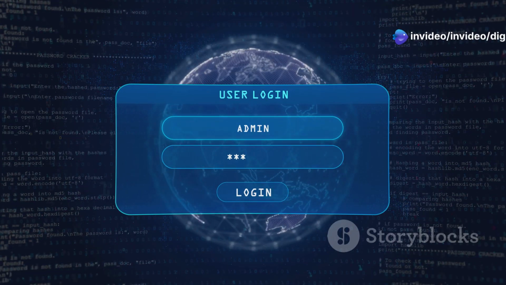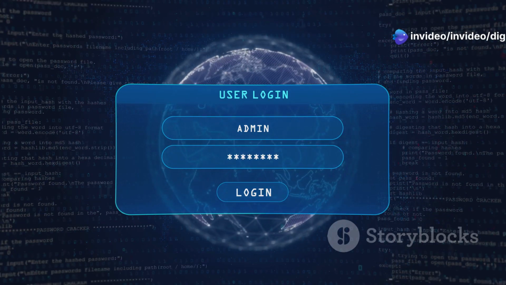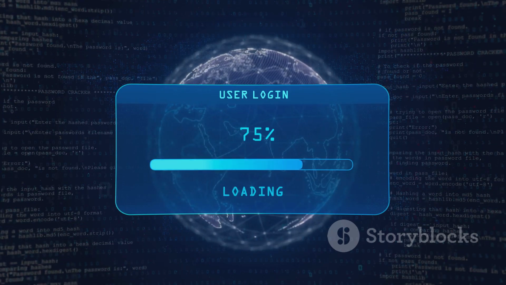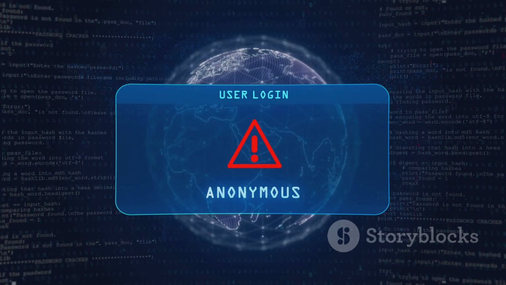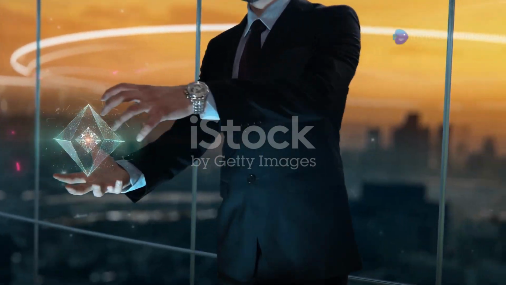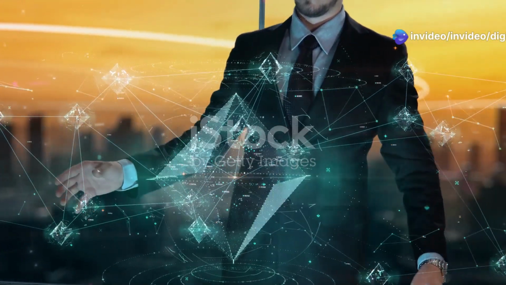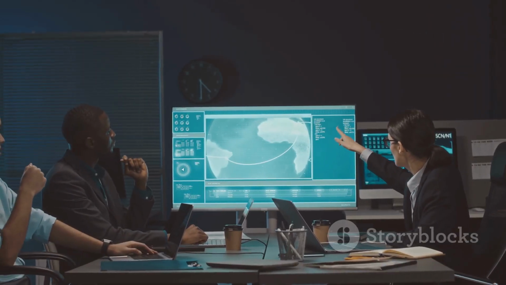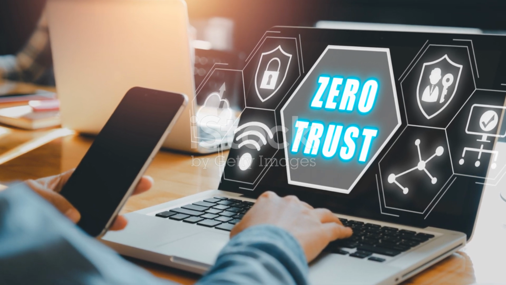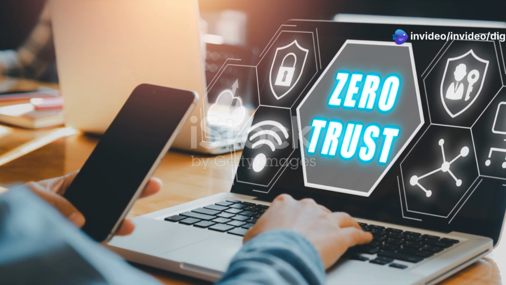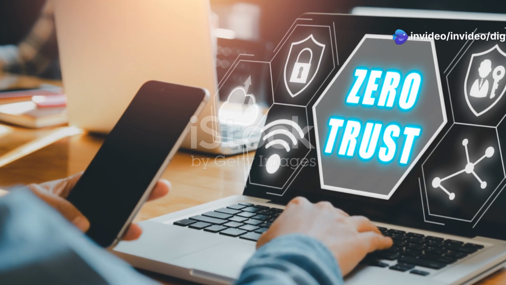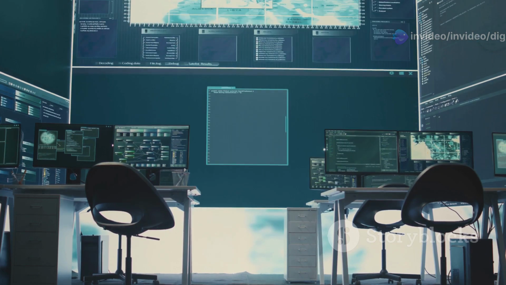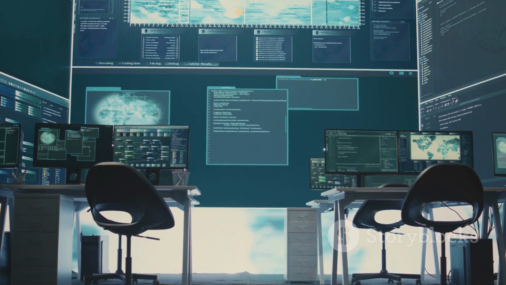Adopting a zero trust model offers several significant advantages. First, enhanced security. By verifying every access request and limiting privileges, organizations can significantly reduce the risk of unauthorized access and data breaches. Second, improved compliance. Zero trust aligns with many regulatory requirements such as GDPR and HIPAA by enforcing strict access controls and data protection measures. Third, flexibility for modern workforces. Zero Trust supports remote work and cloud adoption by securing access regardless of user location or device. Lastly, reduced attack surface. By segmenting networks and enforcing least privilege access, organizations minimize the potential paths attackers can exploit.